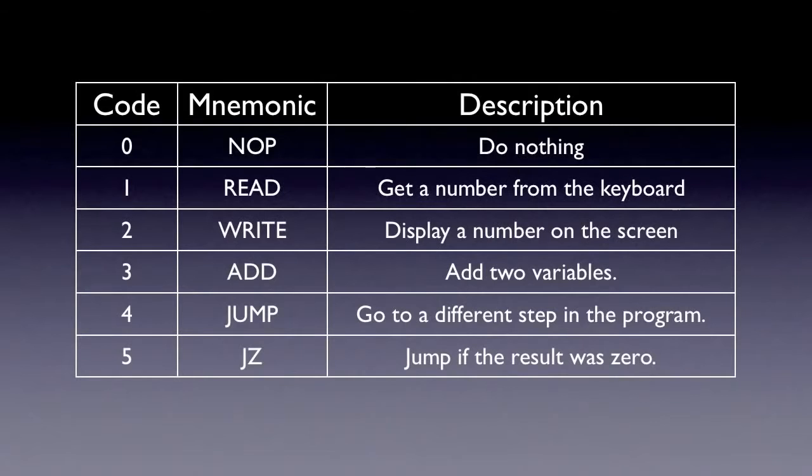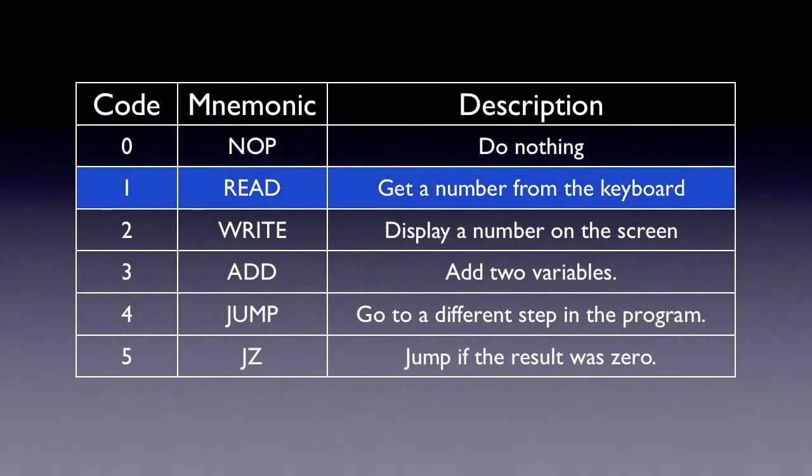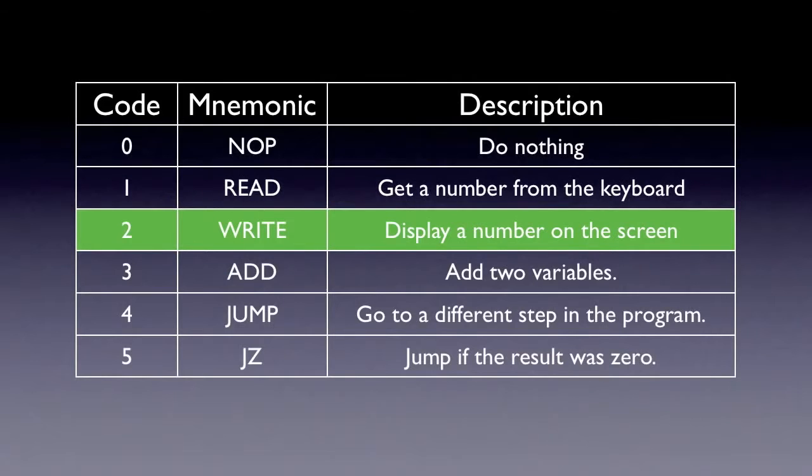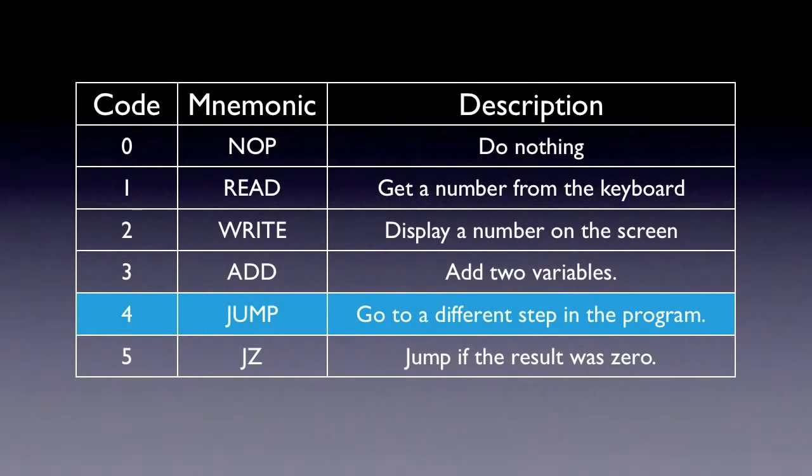The microprocessor understands 6 different instructions. Do nothing, get a number from the keyboard, display a number on the screen, add 2 numbers, go to a different step in the program, and go to a different step, but only if the result of the last addition was 0.